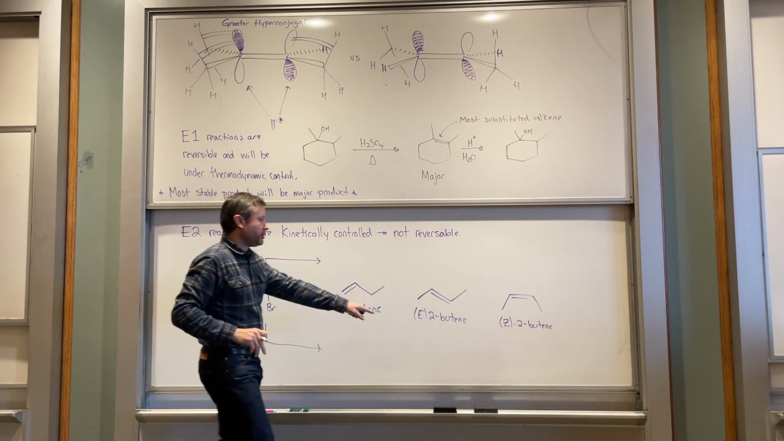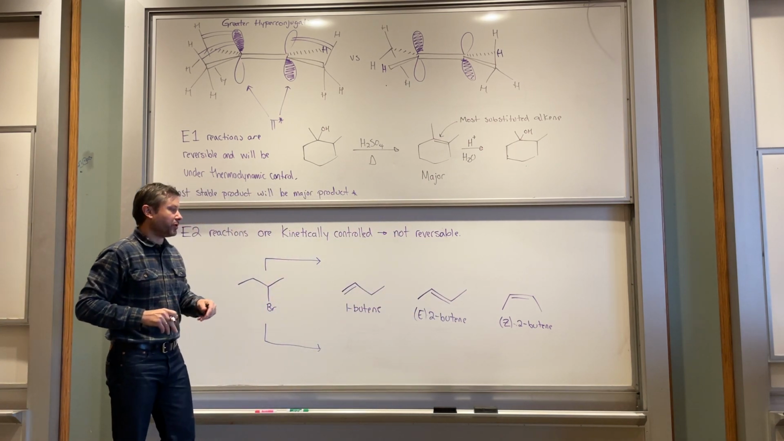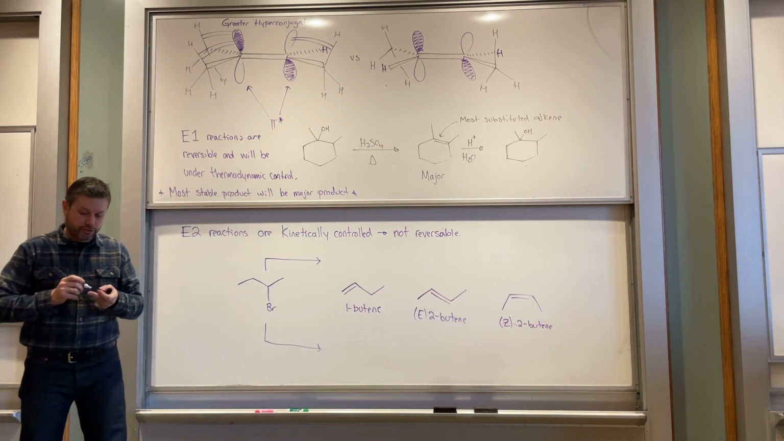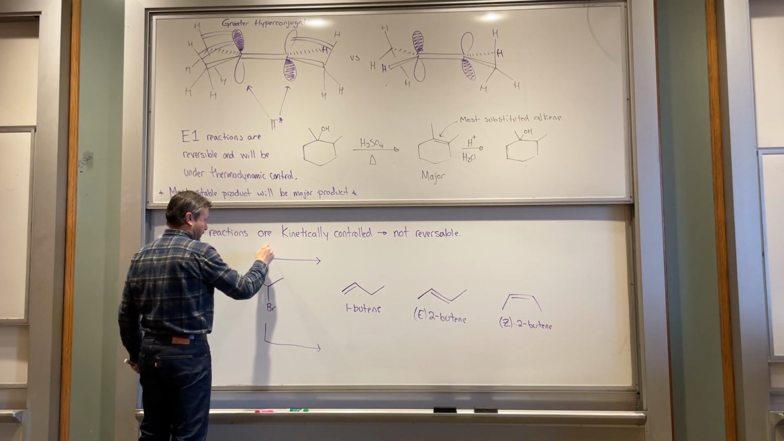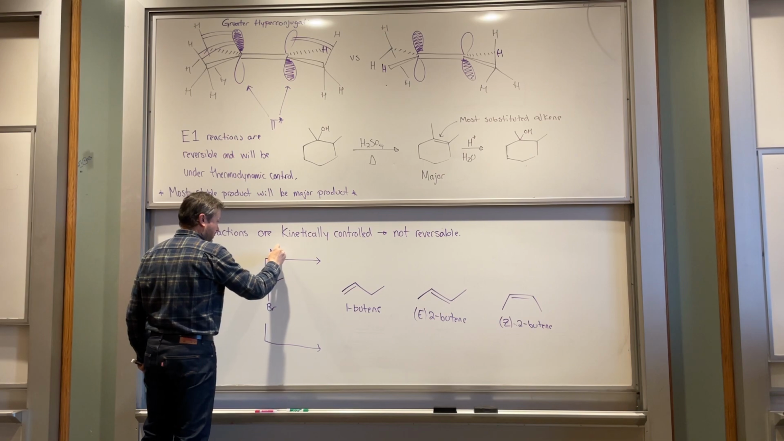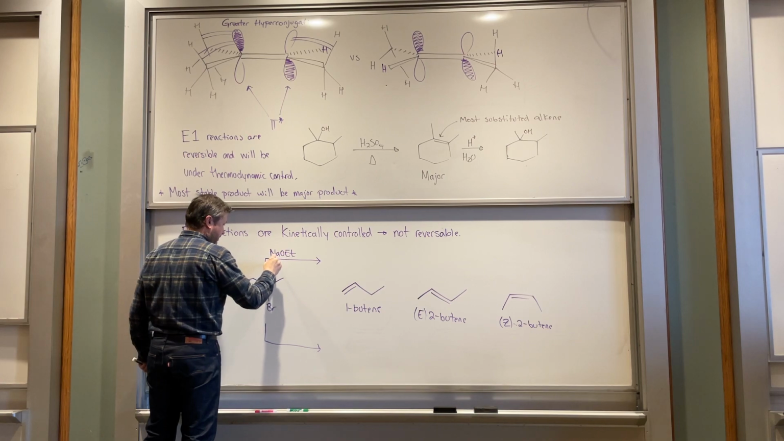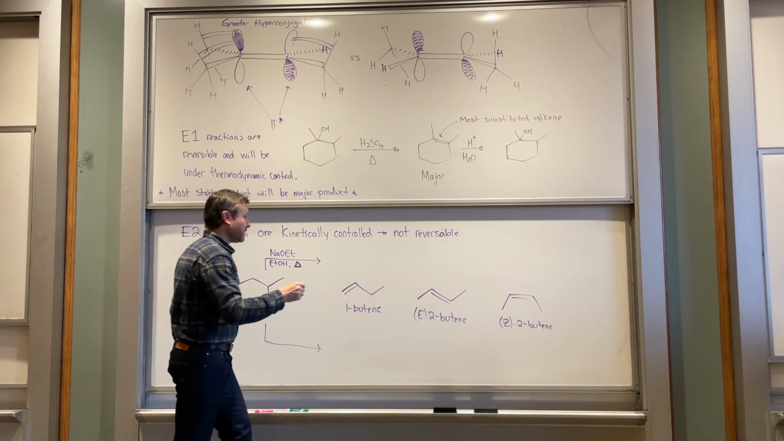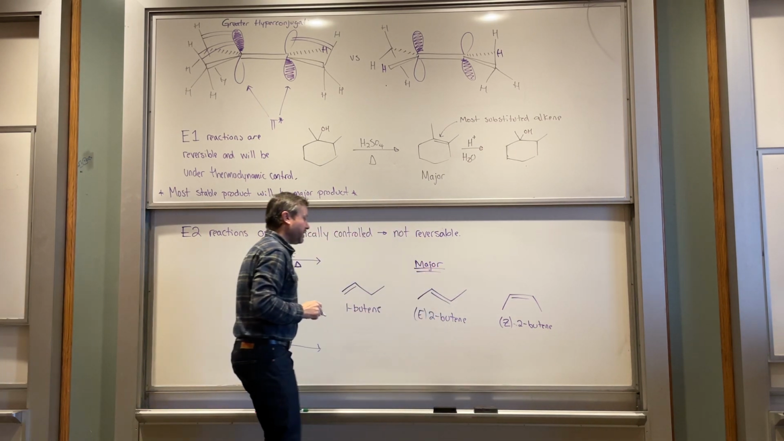Of these, E and Z-2-butene are the most substituted, right? But of those two, E-2-butene is going to be the most stable, the lowest energy alkene. So if we treat this with, say, sodium ethoxide, and we carry this out in ethanol, and we heat it up to promote elimination, what we're going to see is that the major product is going to be E-2-butene.